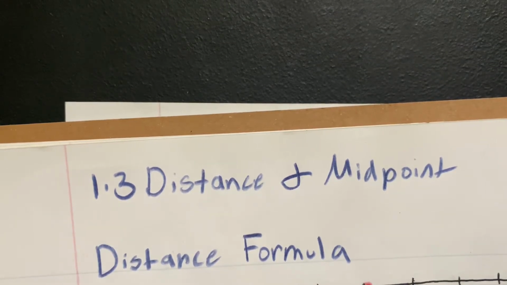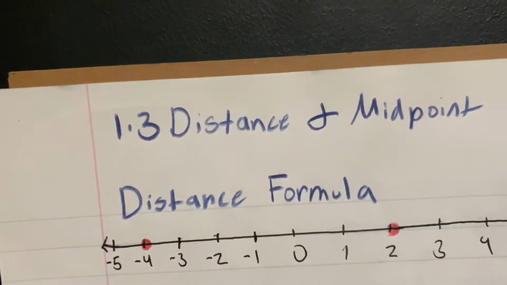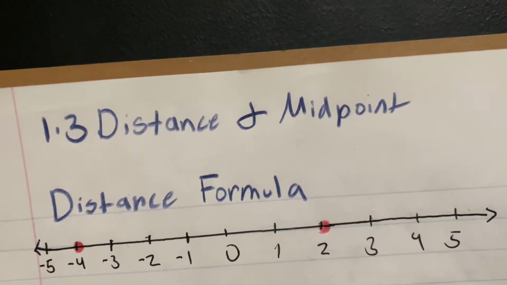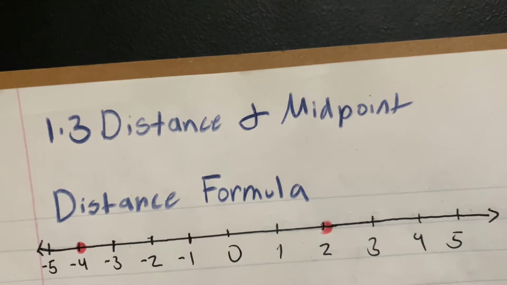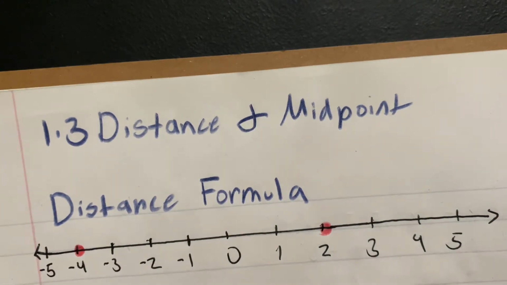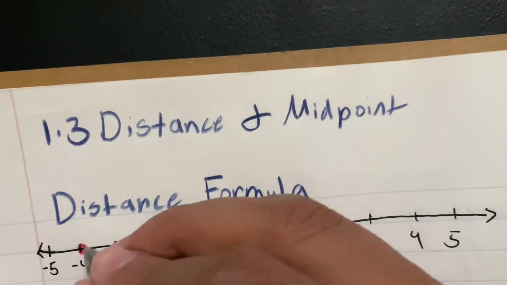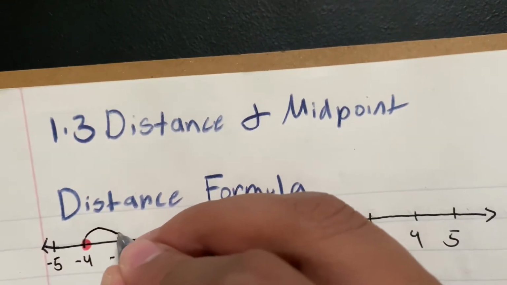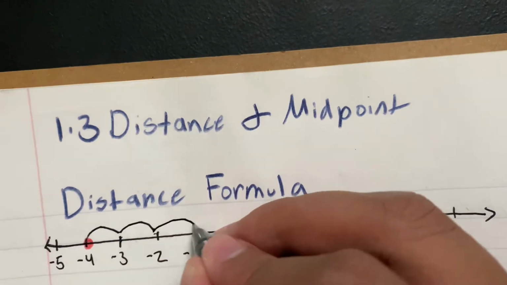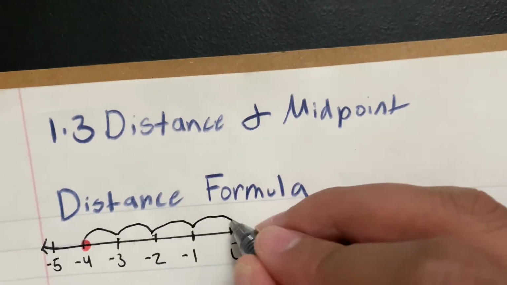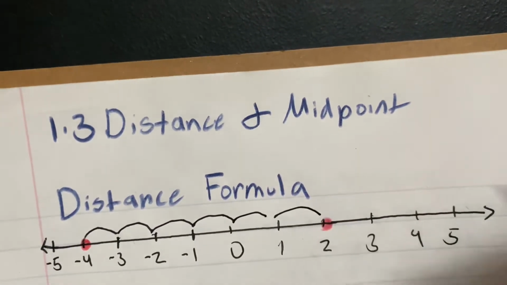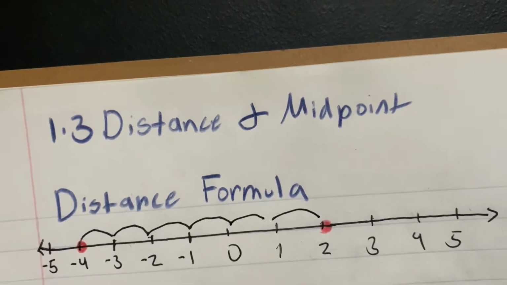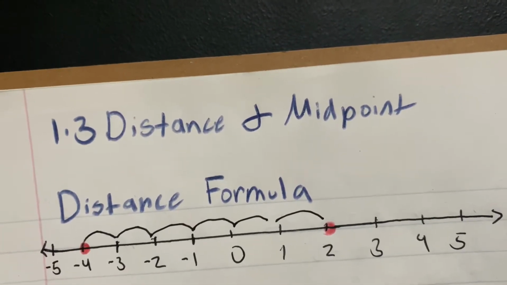So let's start off with the distance formula. You see here that I have this number line and I have the red dots on -4 and 2. We want to find the distance from -4 to 2 with the number line. You can see that all I get to do is count 1, 2, 3, 4, 5, and 6. So we know the distance from -4 to 2 is 6.